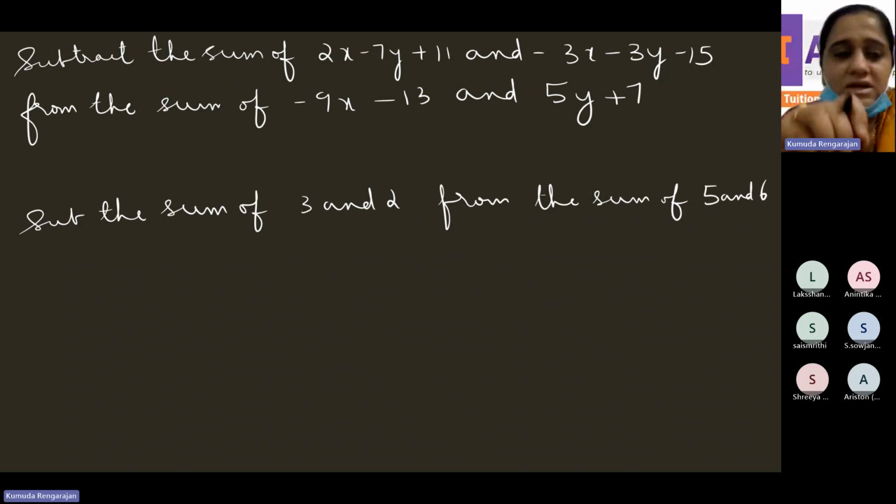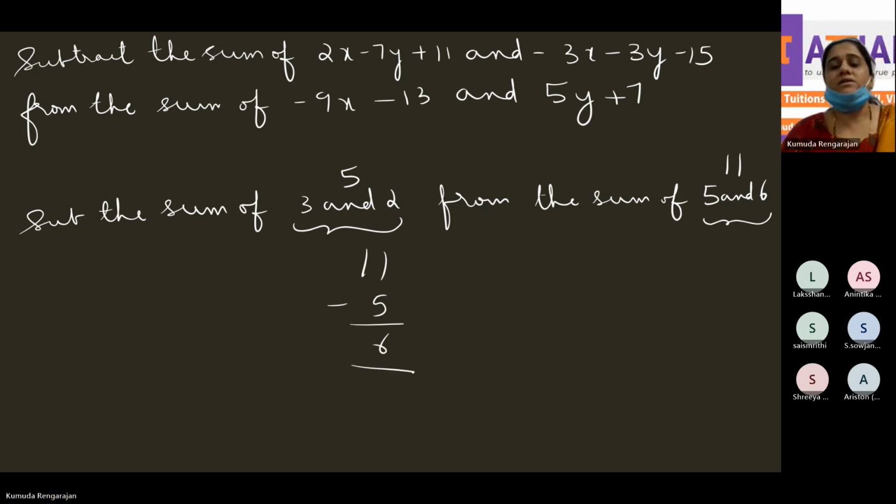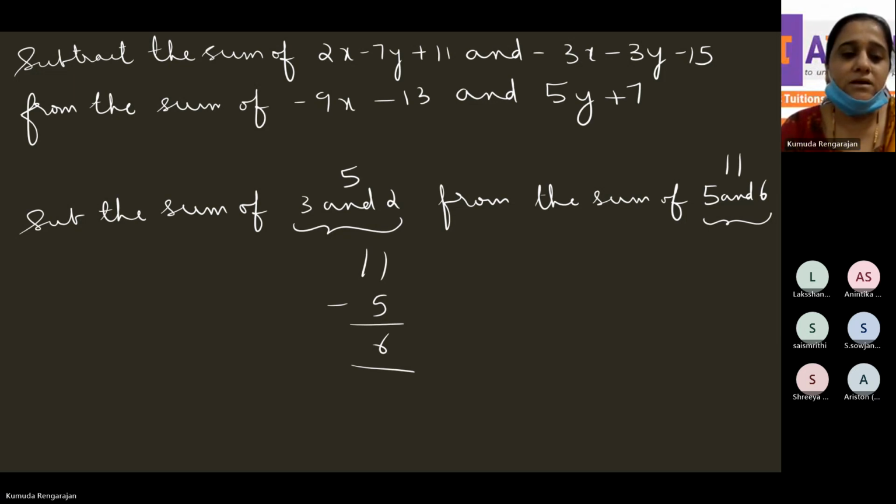Look at the numerical version. Subtract the sum of 3 and 2. What is the sum of 3 and 2? 5. From the sum of 5 and 6. What is the sum of 5 and 6? 11. Now read the question. Subtract 5 from 11. So how do you subtract 5 from 11? Whatever is after from should be written first. So it's 11 minus 5, which is 6. This procedure which you adopt for a numerical version, the same thing should be adopted for the question with expressions.